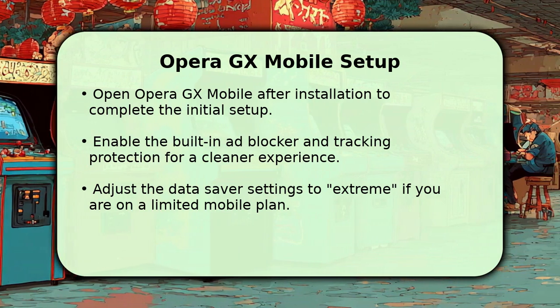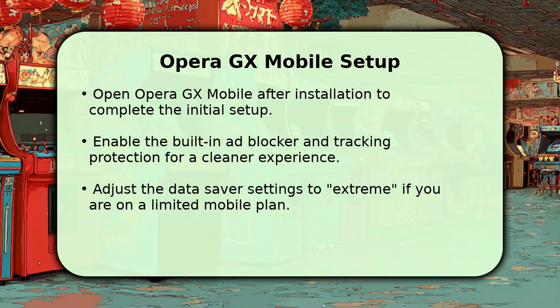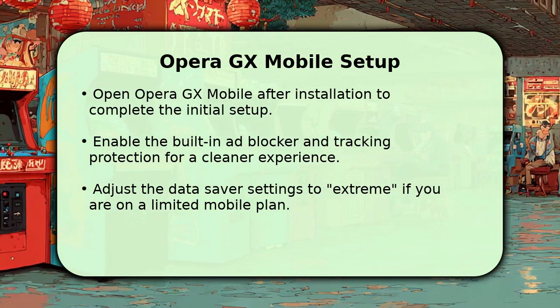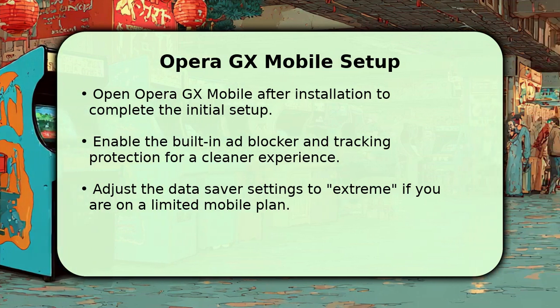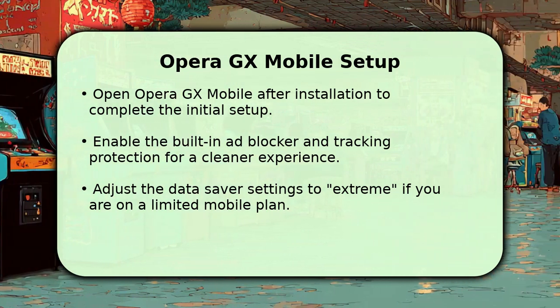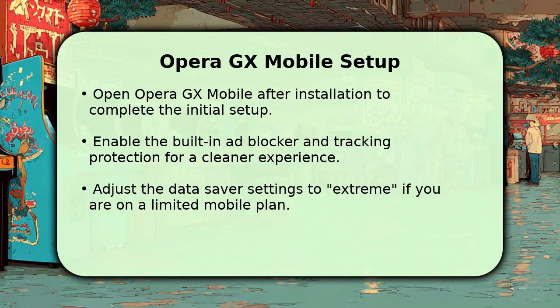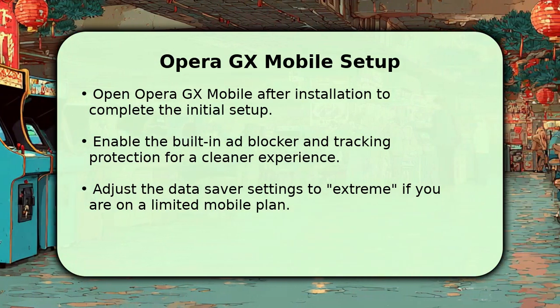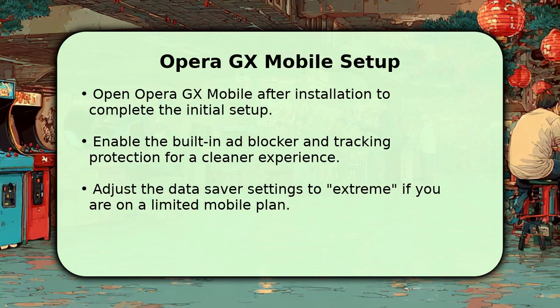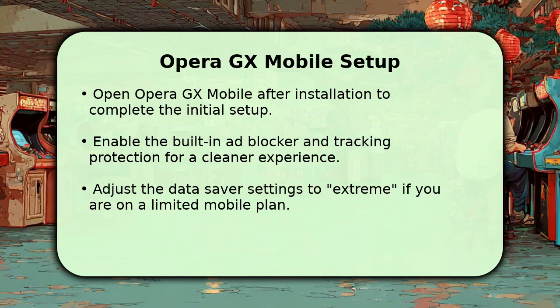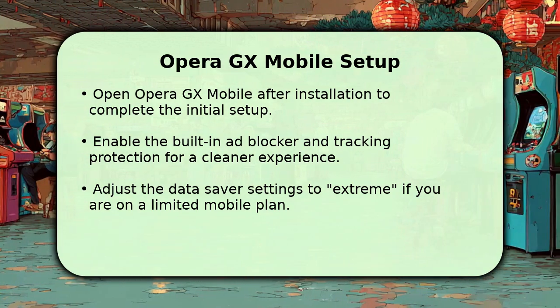Once Opera GX Mobile is installed, open the application and follow the quick setup prompts. You should enable the built-in ad blocker and tracking protection immediately. This prevents unwanted interruptions during your gameplay. Consider adjusting the GX corner settings to customize your gaming newsfeed. These initial steps ensure a streamlined and efficient browsing environment for your Roblox adventures.